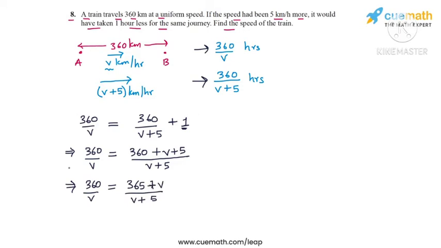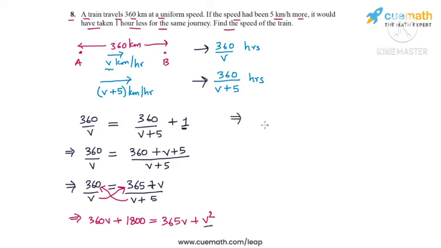Now let's cross multiply and try to write this in a simpler form. So we multiply 360 by v plus 5, so this is 360v plus 360 into 5 is 1800, and on the RHS we will get v times 365 plus v, so that's 365v plus v times v, or v square. So this seems to be a quadratic equation in v.